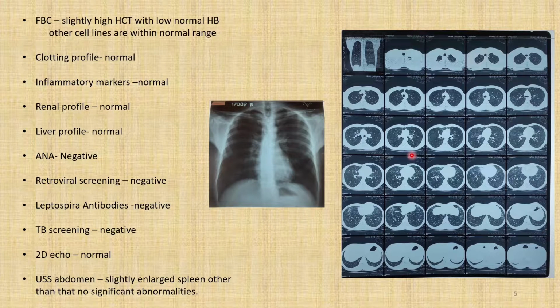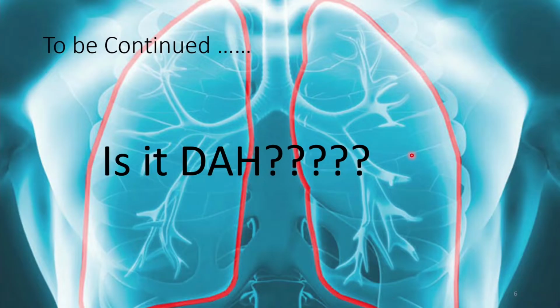You can see the chest X-ray, there's not much of a difference, and you can appreciate the basic investigations which were done there. They look normal. And in the HRCT he came with, there are some nodularities and subtle ground glass opacities. So, is it a case of DAH? You will know after my talk.